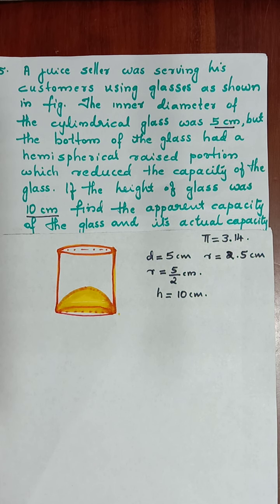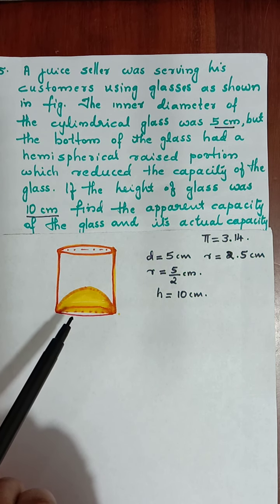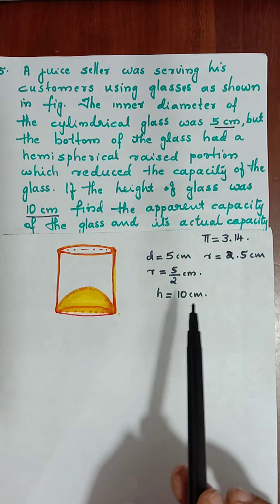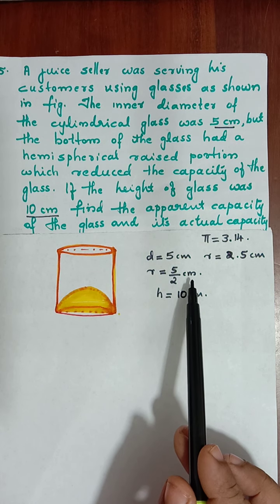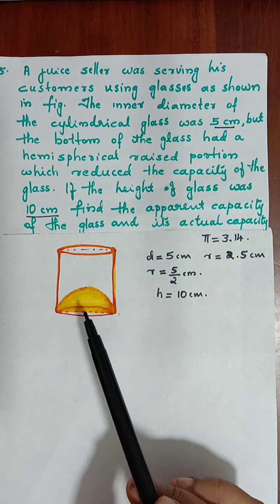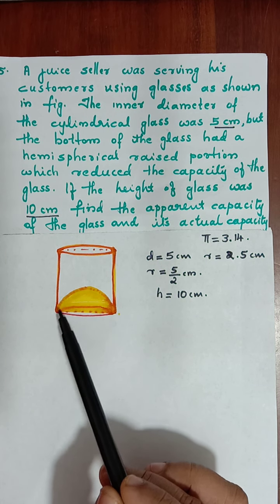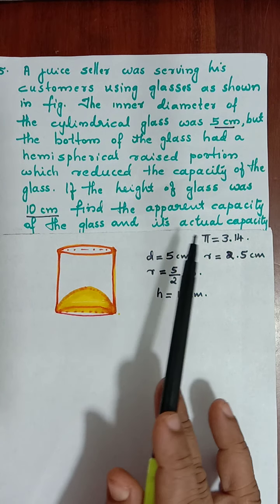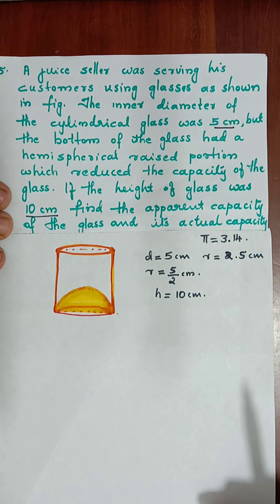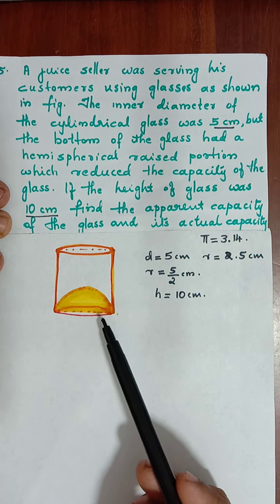Today's last question, actually the last question of the lesson itself. Fifth one. A juice seller was serving his customers using glasses as shown in the figure. The inner diameter of the cylindrical glass was 5 centimeter, so the radius will be 5 by 2 centimeter. But the bottom of the glass had a hemispherical raised portion. Look at this, this is the hemispherical raised portion. It is used for reducing the capacity of the glass. So if the juice is there, we won't be able to understand. Otherwise, we can see the raised portion.